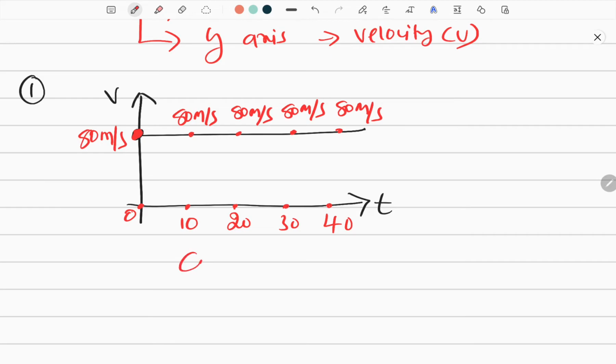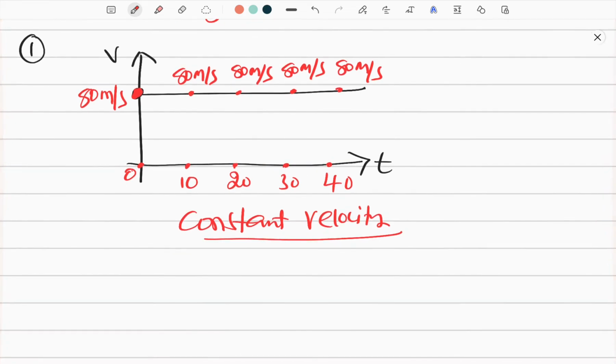So if velocity is the same, don't you think it is constant velocity? Don't you think this is a graph for constant velocity? Okay, don't think that it is at rest, it is a constant velocity graph. All right, now tell me one more explanation.